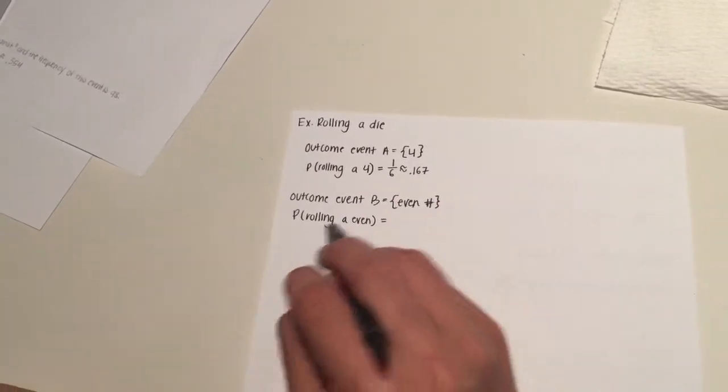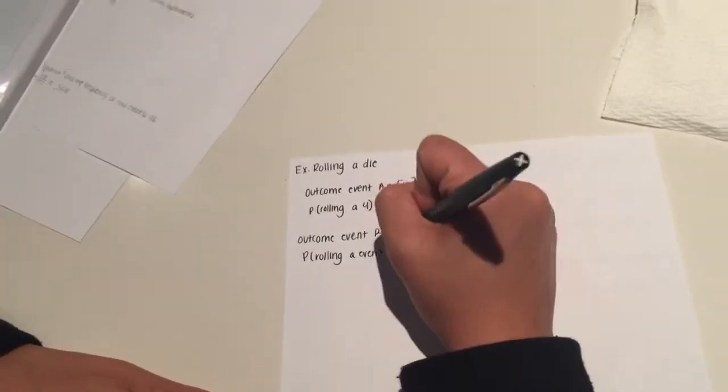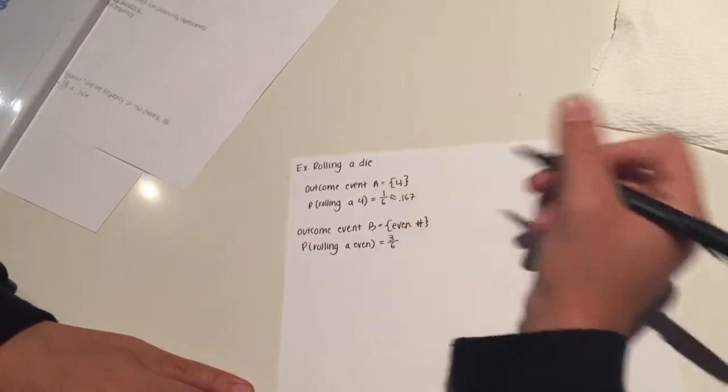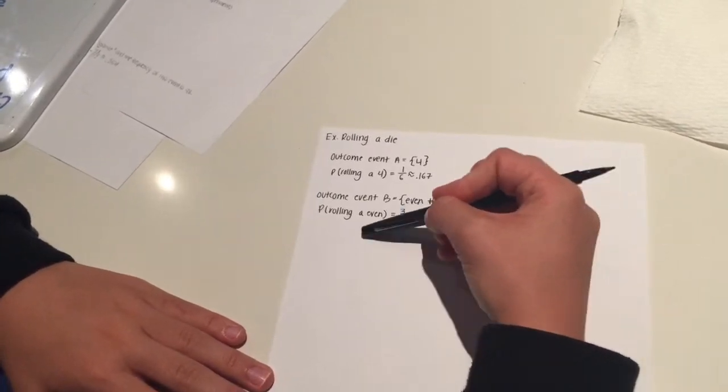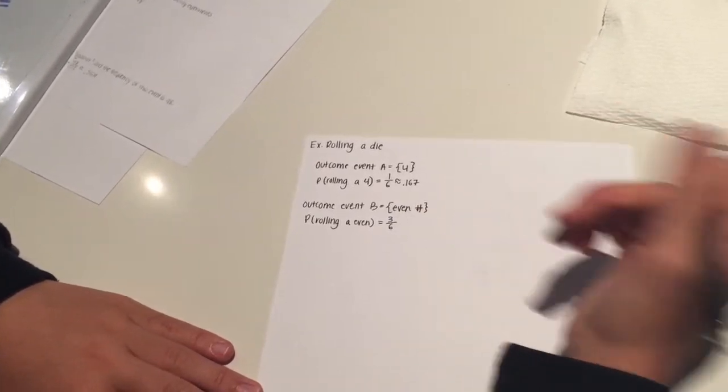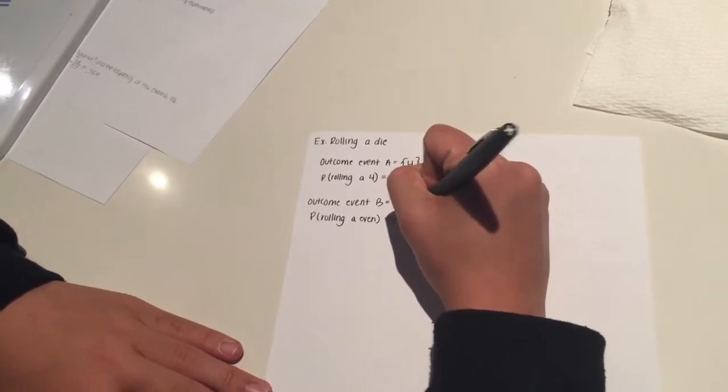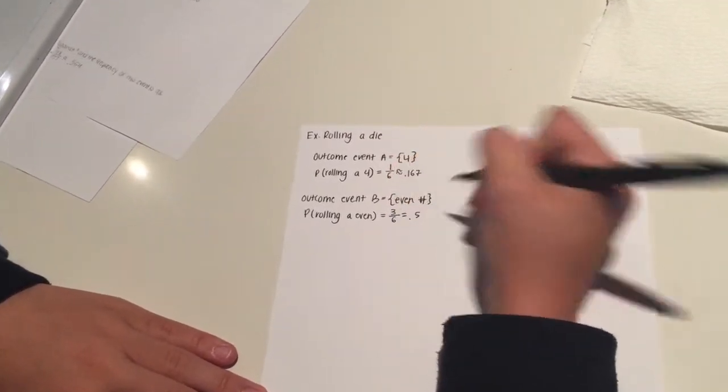Another example is outcome event B, to roll an even number. P(rolling an even number) would be 3 over 6, because there are 3 even numbers in 1 through 6, your sample space, and that will give you an exact number, which is 0.5.